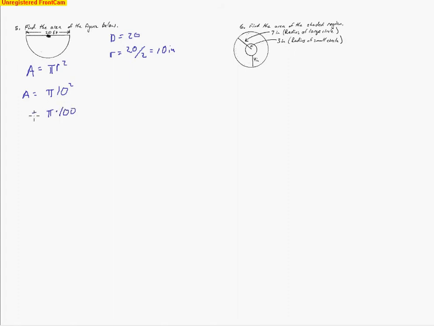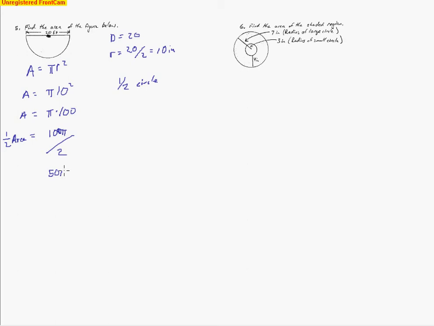But remember, I want to find half of this. I have a half circle. And so if I have a half circle, I'm going to take that circle's area, which is 100 pi, that's the exact answer, and I'm going to divide that by 2 because I want half the area. So I'll divide 100 by 2, and so I'm left with 50 pi.